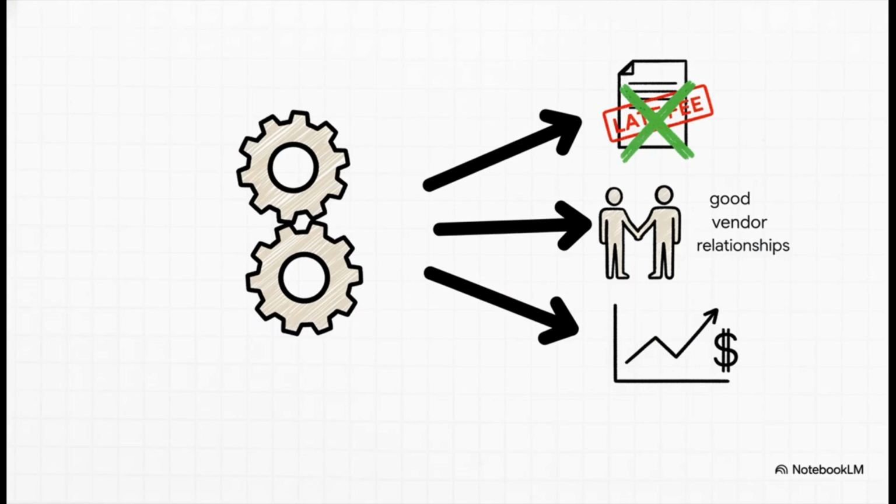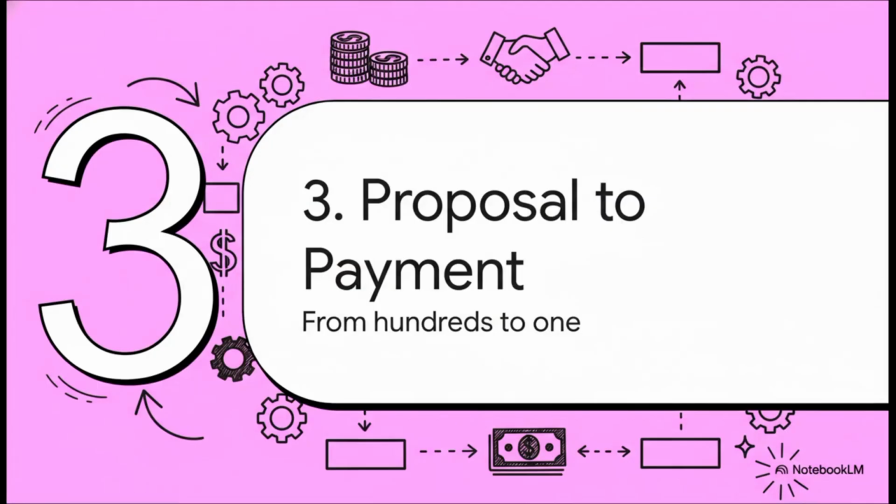So why do we care about all this nitty-gritty detail? Well, it's simple. It hits the bottom line. This level of precision means you're not paying late fees, you're keeping your vendors happy, and this is the big one. You get a crystal clear picture of your future cash flow. You know exactly what money is going out and when. So this system has done the math and figured out the perfect day to pay.